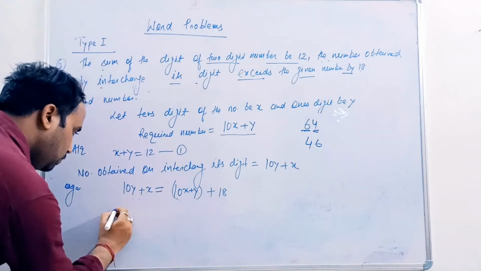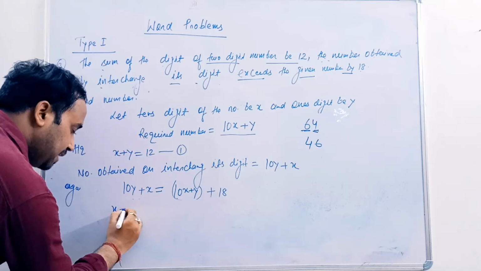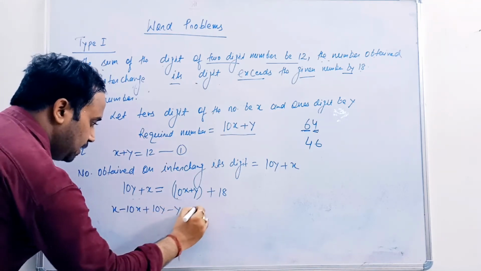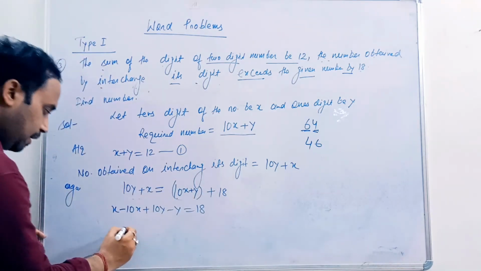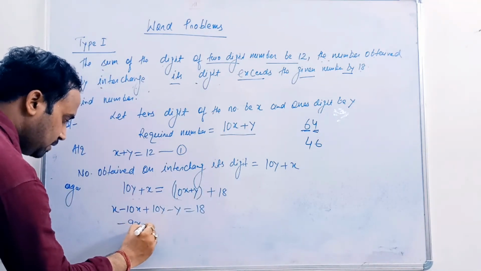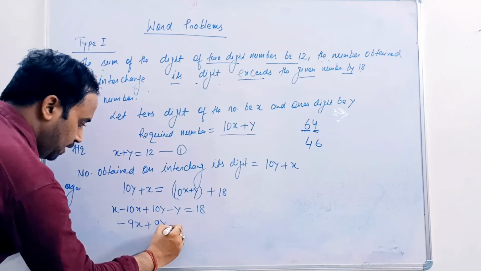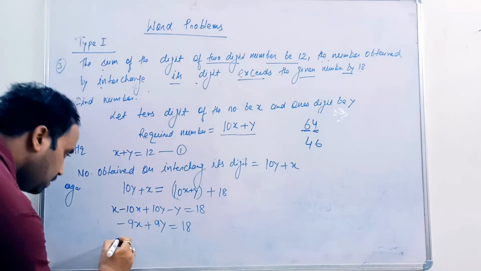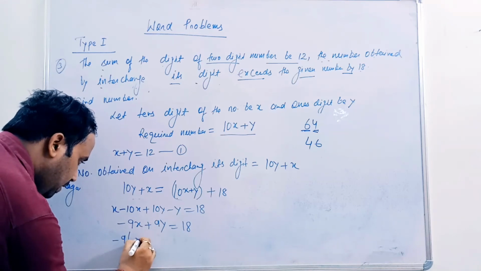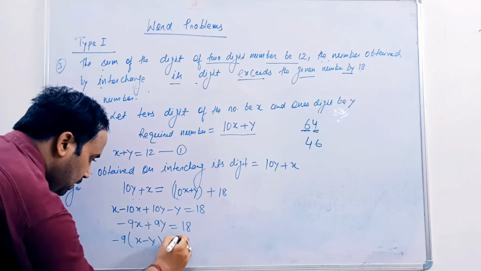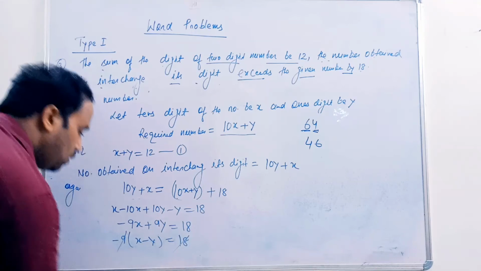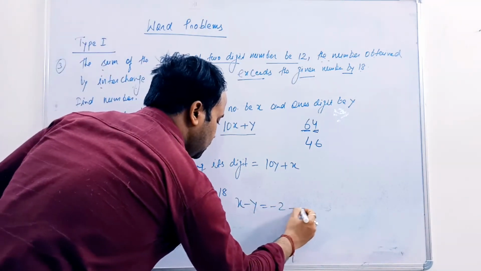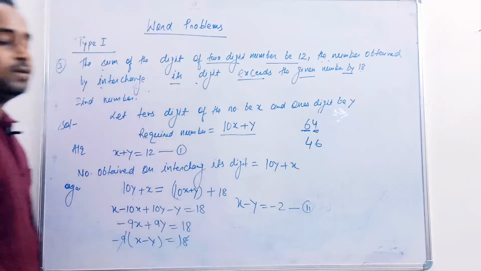Now just solve it. How do we solve? This becomes x minus 10x, and 10y minus y is equal to 18. Clear? This becomes minus 9x plus 9y is equal to 18. Take 9 common, it becomes x minus y is equal to 2. Therefore the required equation is x minus y is equal to 2.